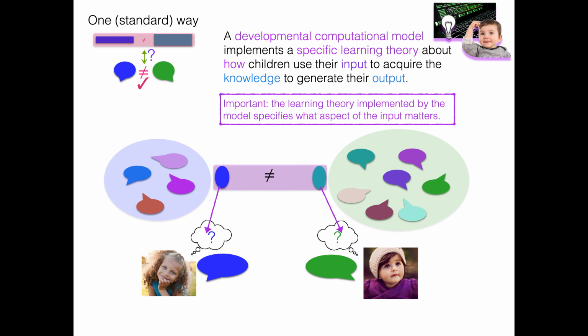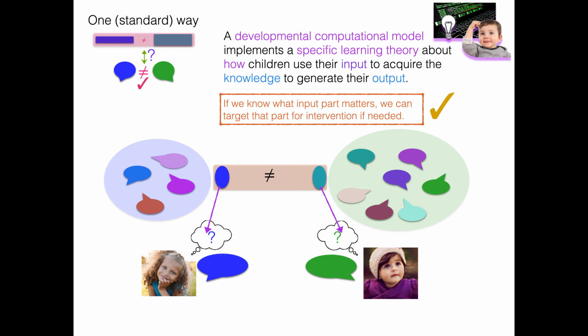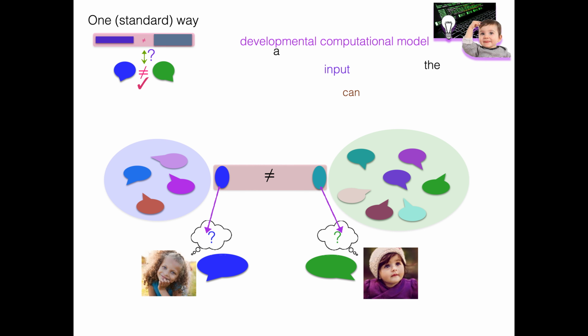And in particular, something that's quite nice is that the learning theory implemented by the model specifies what aspect of the input matters, right? So you're not just looking at the input entirely, you're focusing on some aspect of the input. And the learning theory implemented by the model tells you exactly what part that is, right? So if we know what input part matters, we can target that part for intervention if needed, right? You know exactly what thing needs to be quote unquote fixed, right?